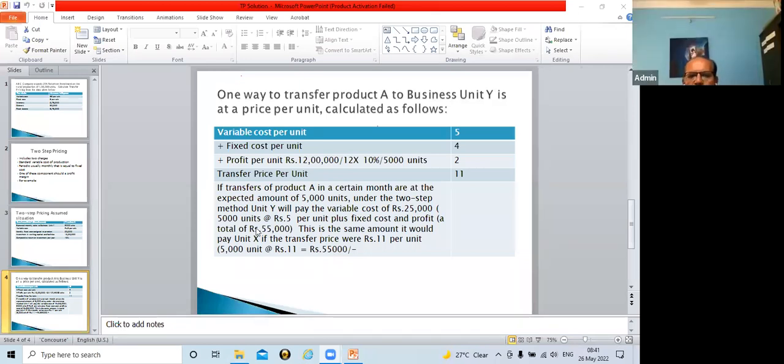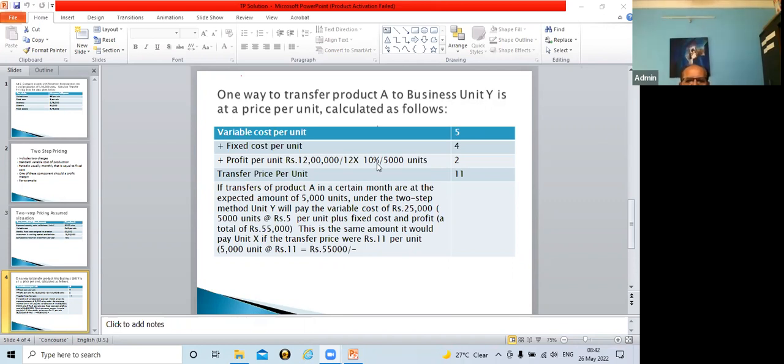If unit X wants to transfer to unit Y, it should be transferred at the rate of rupees 11. I will repeat. What we did: we picked up variable cost 5 rupees. Then we calculated fixed cost 4 rupees. How did we calculate? Total fixed cost is 20,000, divided by 5,000 units, 4 rupees. And then profit per unit. How did we work that out? Investment is 12 lakh. On this 12 lakh, we calculated 10%.